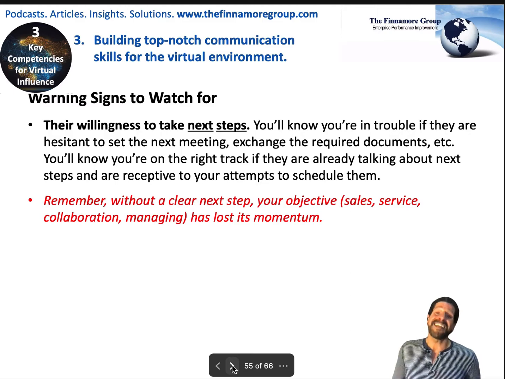Next is their willingness to take next steps. Now, this is a simple idea, but it's particularly important in a sales environment, right? Or in a customer environment. You know you're in trouble if they're hesitant to set a next meeting. And you know how easy that is to do on things like Zoom and Teams and so on. If they don't want to exchange the required documents or take some next step. Then you'll know you're on the right track if they're already talking about next steps and are receptive to your attempts to reschedule or to schedule a next step.